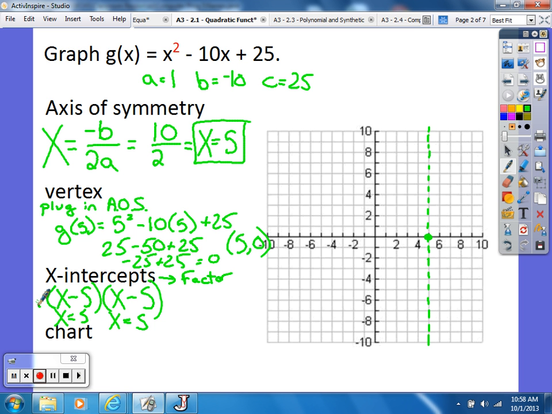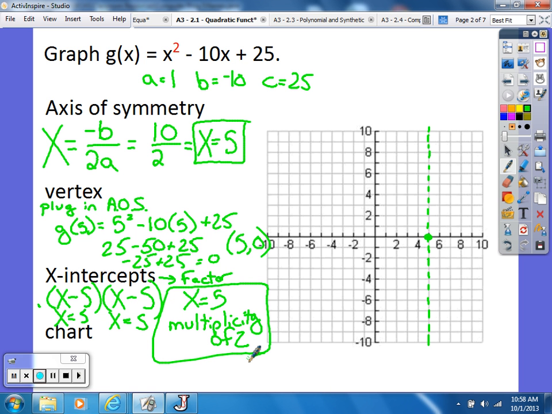What times what is 25 but adds to negative 10? Negative 5 and negative 5. All right. Now we say that it has an x-intercept at x equals 5 with a multiplicity of 2. Meaning, notice it had 2 x equals 5, right? So a multiplicity of 2.